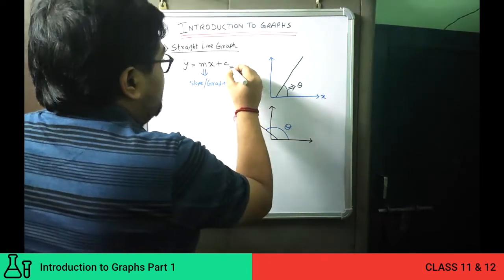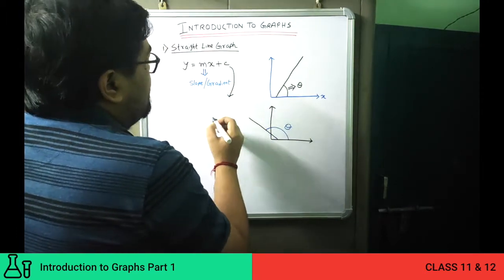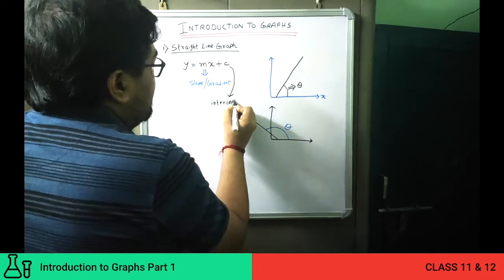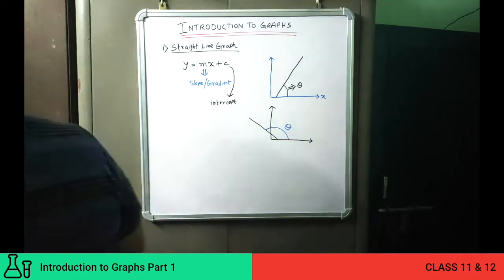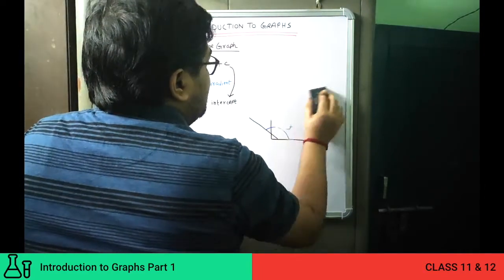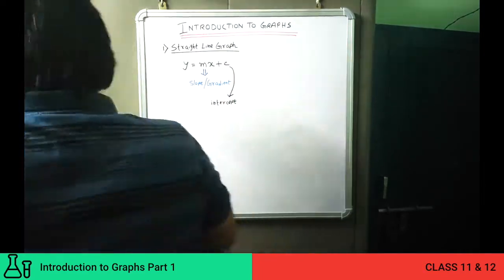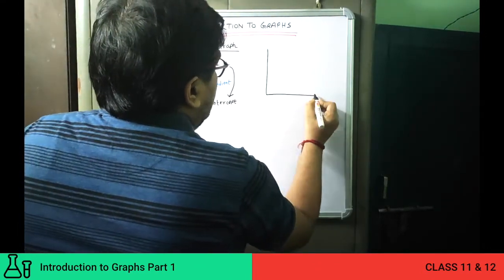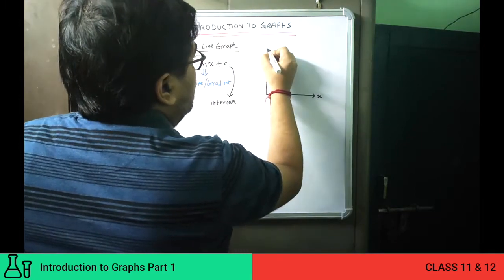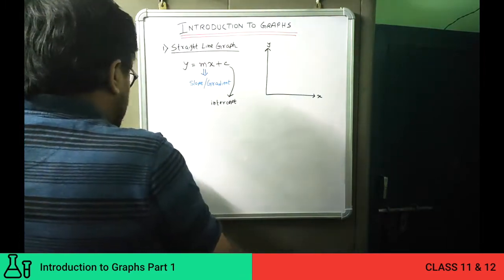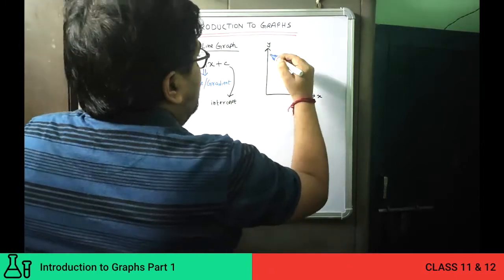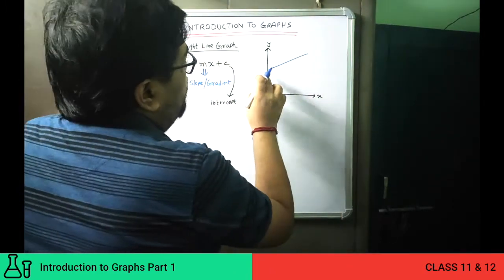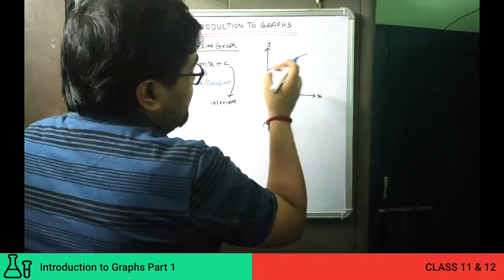Now, what does this c mean? This c means intercept. Intercept, right? Now we shall see what the term intercept means. Suppose we again take two axes. This is the x-axis and this is the y-axis. Now, if a line passes like this, okay, then what will be the intercept of this straight line?